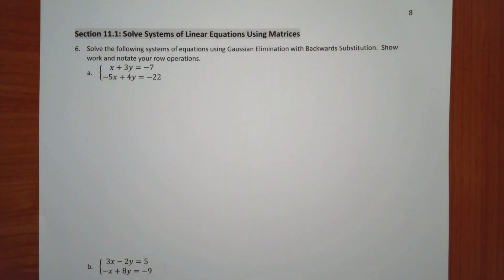All right, let's solve some systems using matrices, using Gaussian elimination with backward substitution. Show your work and notate your row operations.